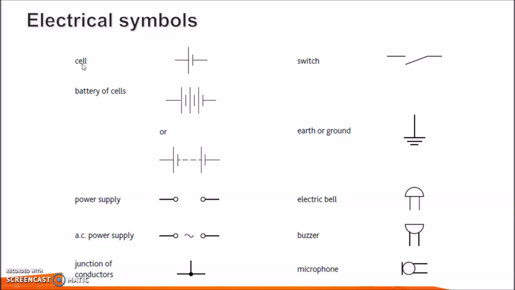We go from cell, switch, battery or cells. This one is one cell. This one, when you have a combination of cells, which means when you have battery. And then up until junction of conductor to microphone. Also you may pause the video and then take a screenshot.